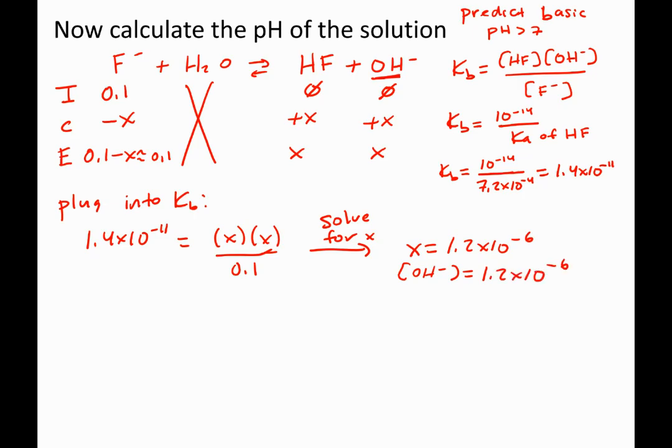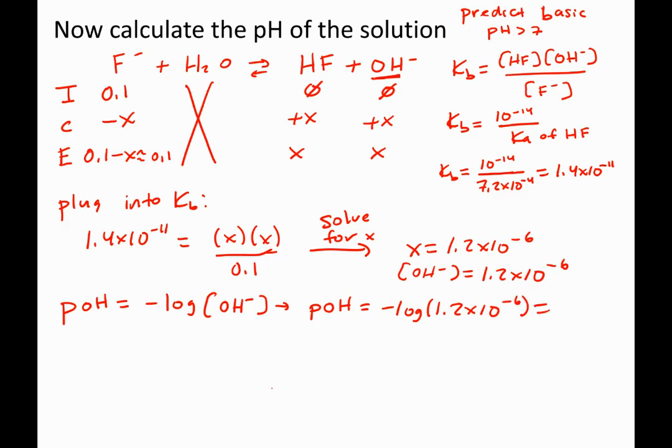Since we have the concentration of hydroxide, we're going to use that to find the pOH of the solution. So the pOH is the negative log of the hydroxide ion concentration. The negative log of 1.2 times 10 to the minus 6 is 5.9.